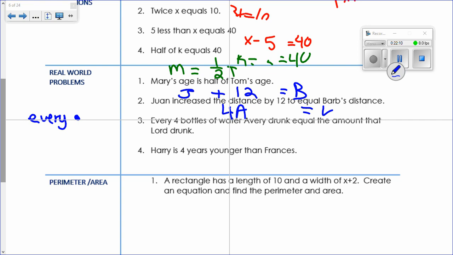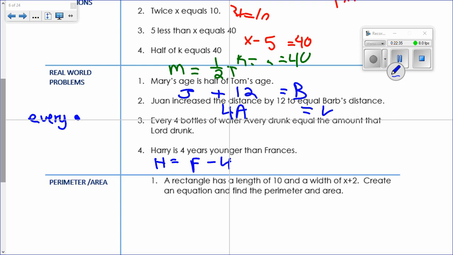Next one, number 4. Harry is 4 years younger than Francis. So H equals 4. Is that right? What does younger than mean? Less than. So you switch. Be careful. F minus 4.